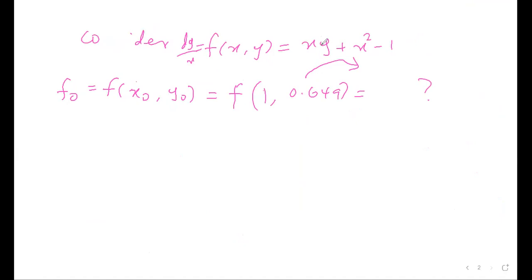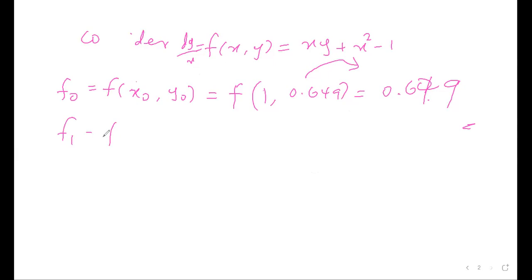Now find it: 1 times 0.649 plus 1 squared minus 1. So 1 and 1 cancel out. Very easy, no? You can do it without a calculator also. You have taken 0, no? Now see here, 1 minus 1 will be 0, no? Okay, good. Similarly, can you find f1?